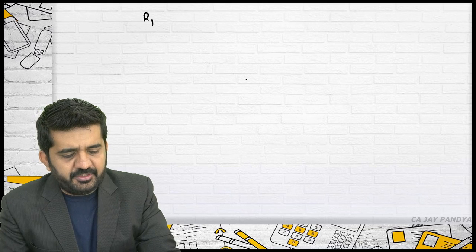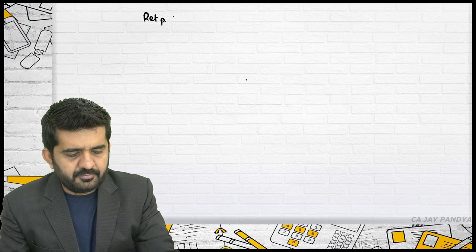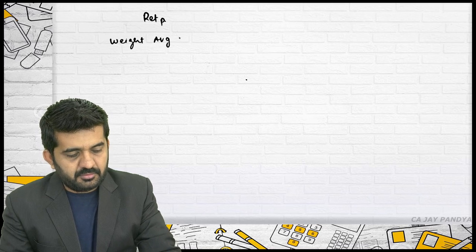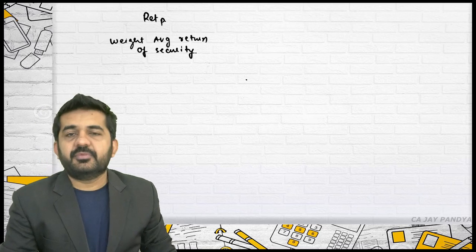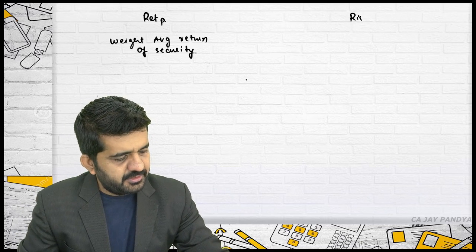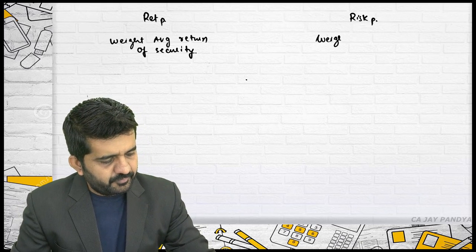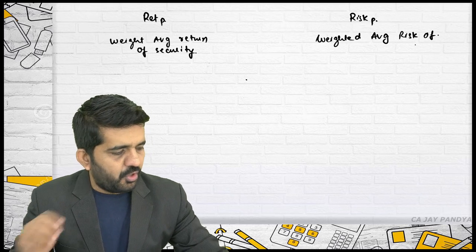What we'll be doing today is first we'll be revising something related to what we have already done, that is return and risk. So how to find out portfolio return? Return of portfolio is nothing but weighted average return of security. When we go to risk of the portfolio, it is also weighted average risk of security.